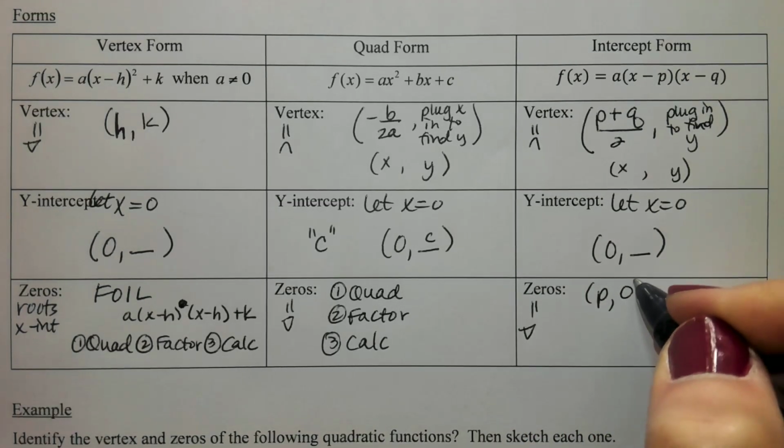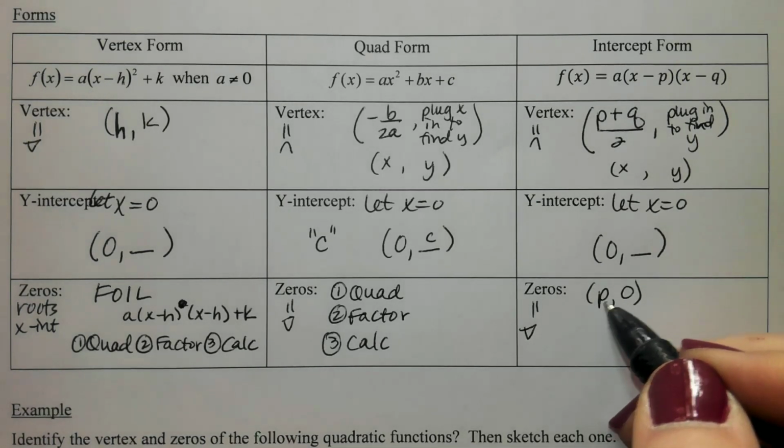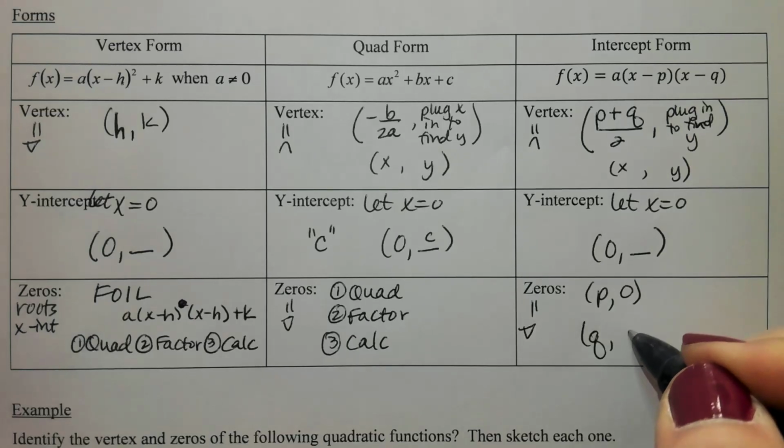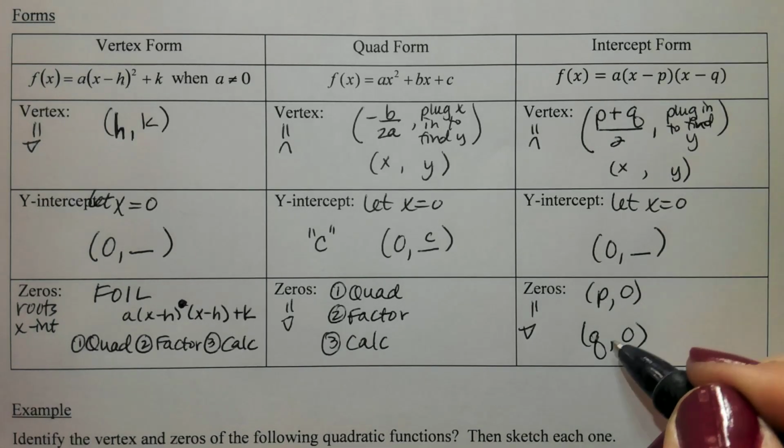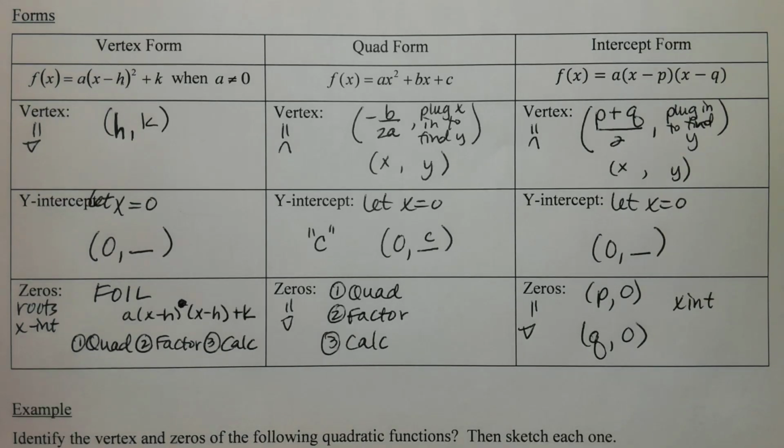Sorry, I'm just totally brain farting. I'm putting it into the point that it would be. So it'd be (p, 0), that's your x-intercept. And then your other x-intercept is q. And so the points would be (p, 0) and (q, 0). Again, you're finding your x-intercepts in that box.